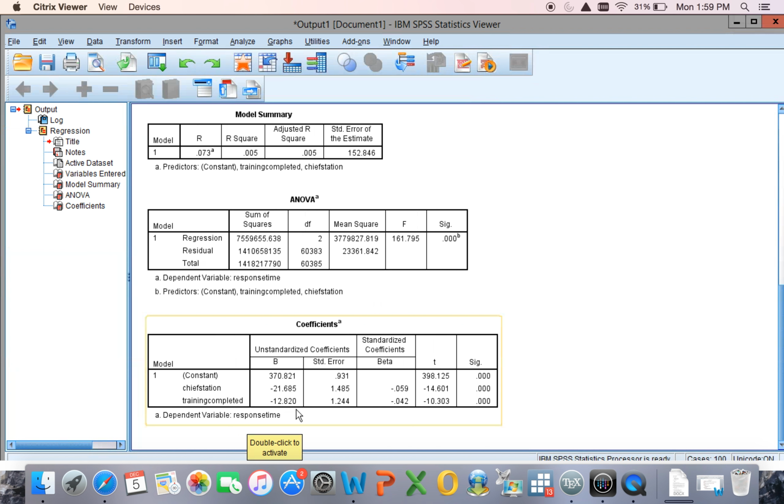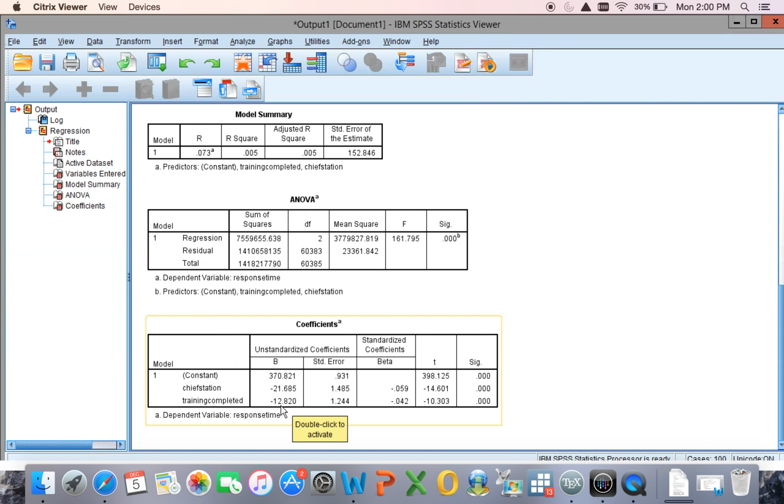The training, did the training work? Well, in this very, very limited model, we would say yes, the coefficient's significant. And the interpretation would be, on average, ceteris paribus, having that 1 on the variable of training completed, 1 being the training was completed, you would say on average, ceteris paribus, units that had undergone the training had a 12.82 unit decrease in response times, or a 12.82 second decrease in response times.